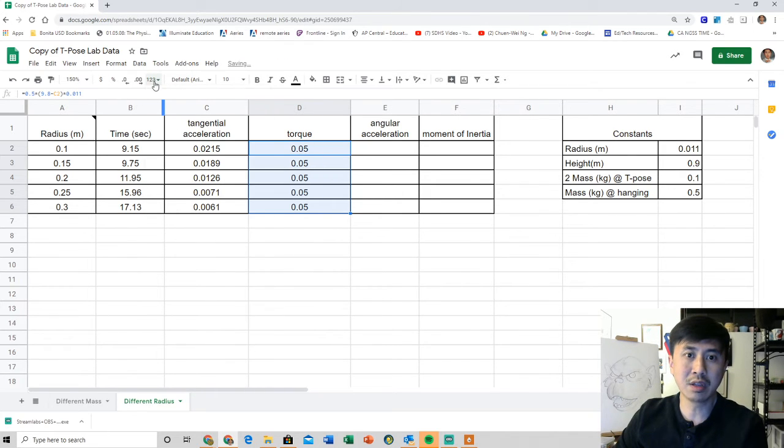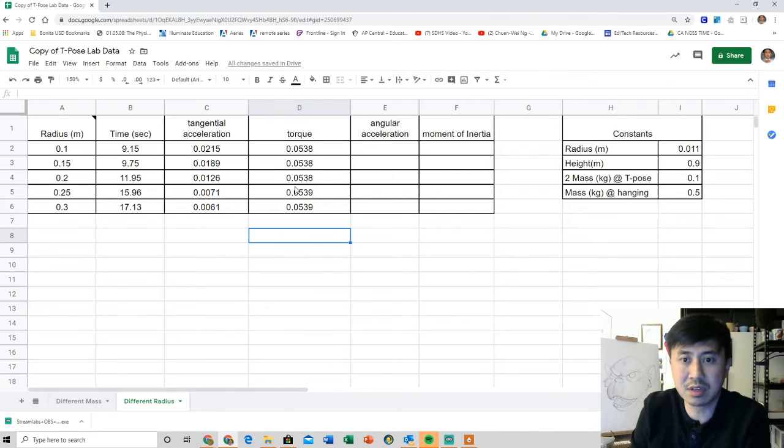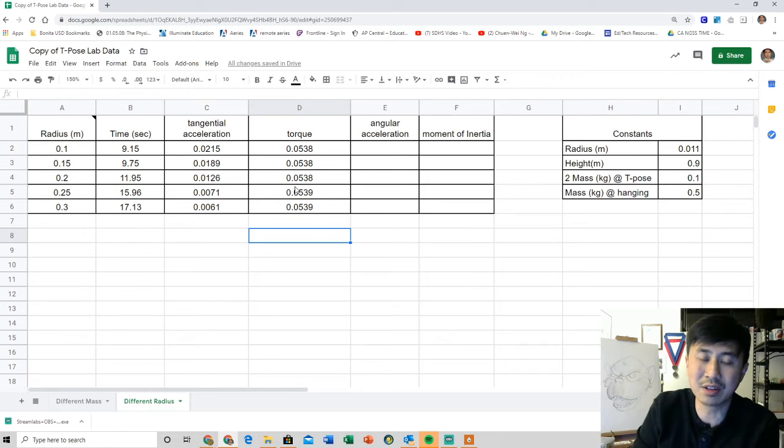number and add some more decimal spaces. Good. Does it make sense that the torque is similar? Of course it does, because you had the same mass pulling down on it, and you had the same T-pose, right? You had the same torque.